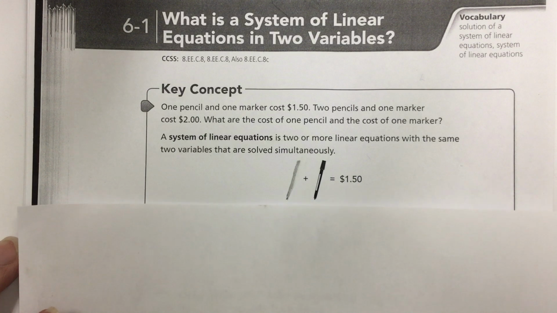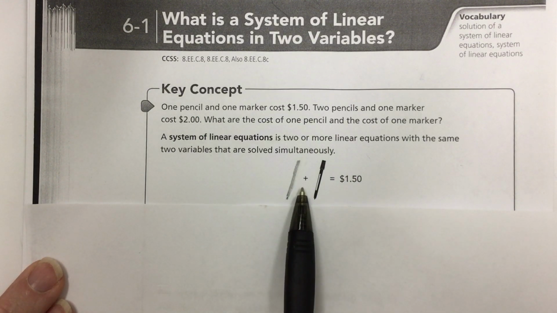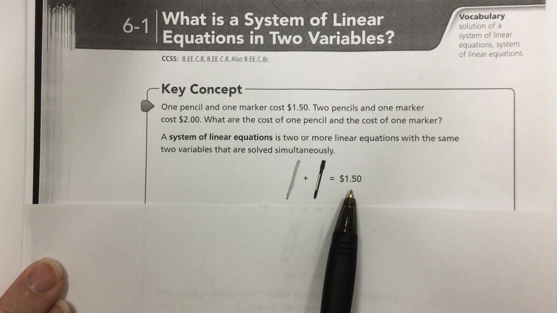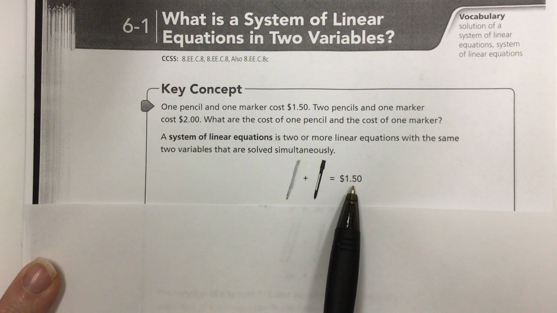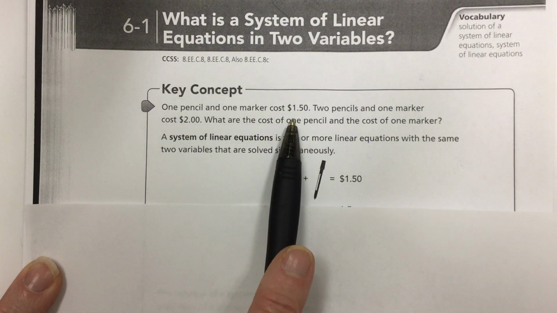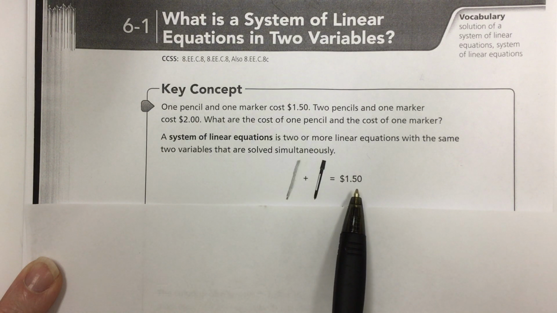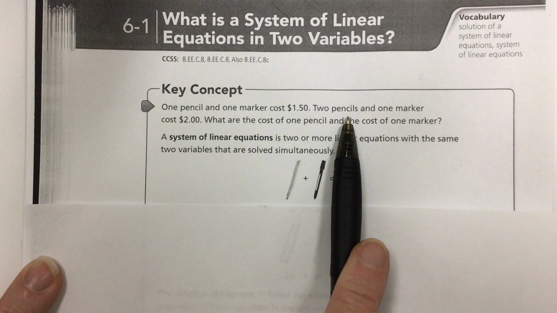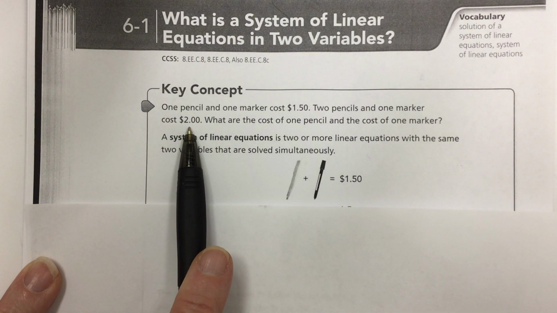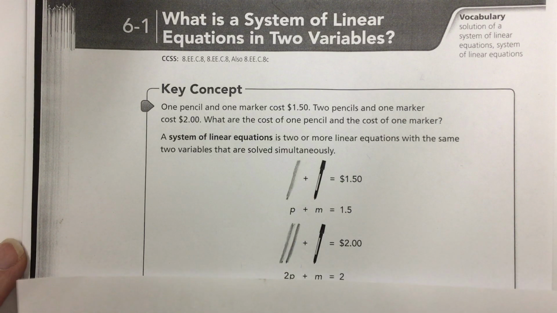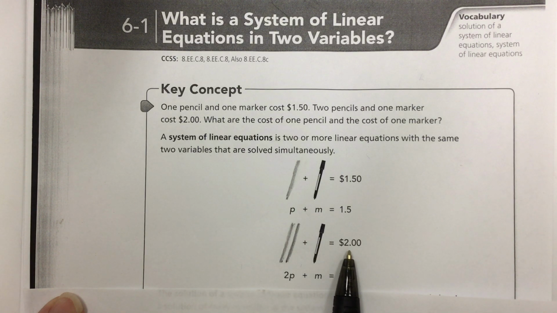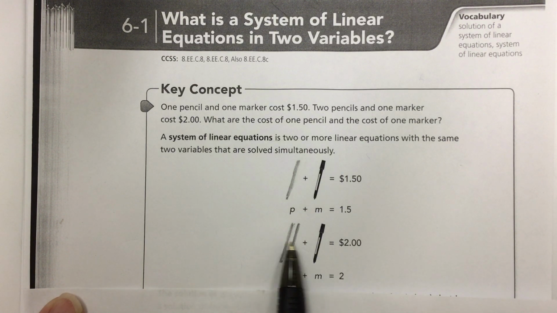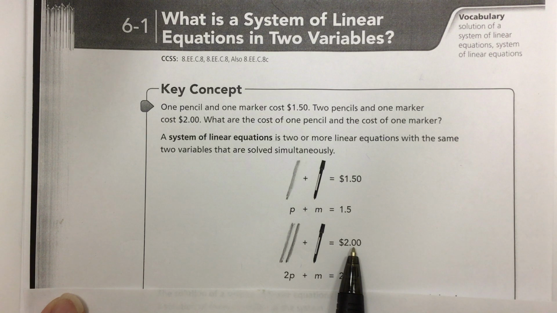All right, we have a drawing here. One pencil plus one marker cost $1.50. So that's one pencil plus one marker equals $1.50. So that's how you take this sentence and draw the diagram. Taking the next sentence, two pencils and one marker cost $2. So let's look at the diagram. Two pencils plus one marker cost $2. So you see I have drawn the diagram. Two pencils plus one marker equals, or costs, $2.